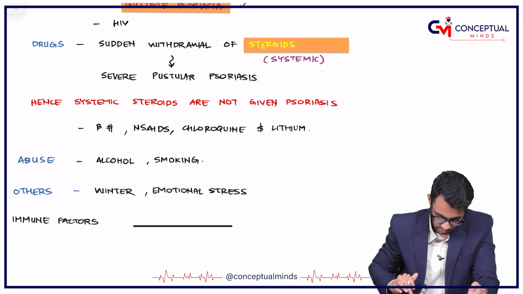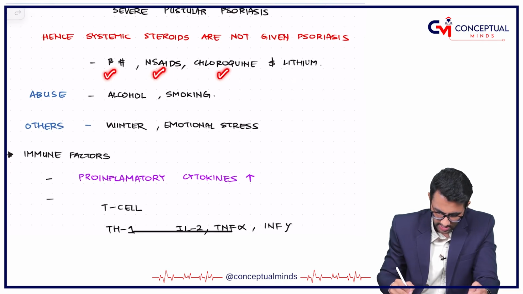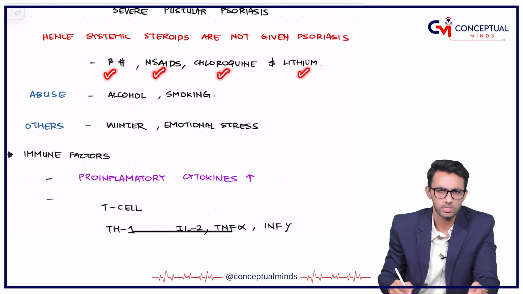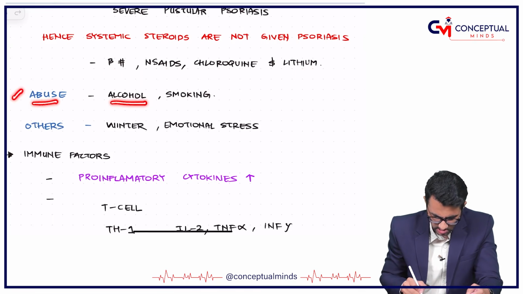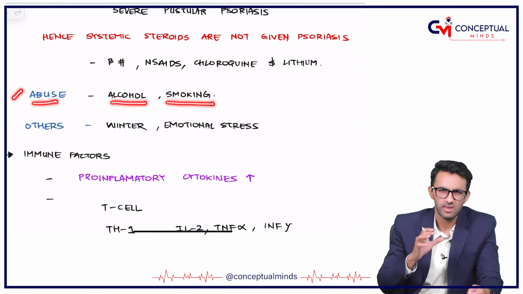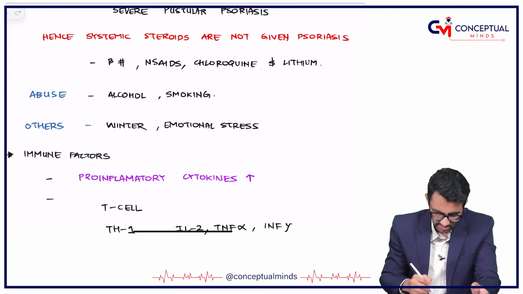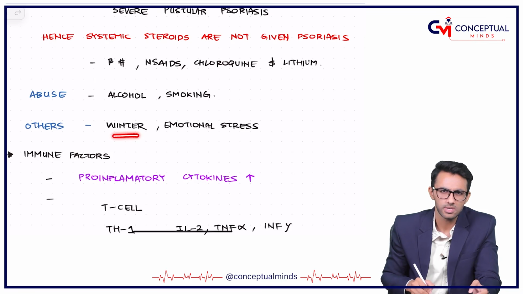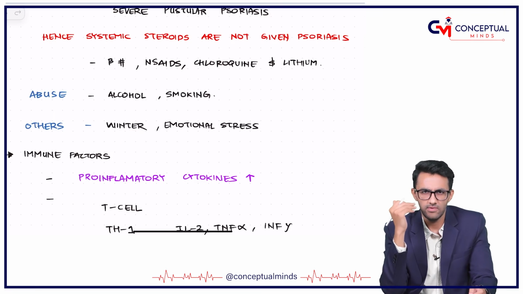There are certain drugs as well, that is beta blockers, NSAIDs, chloroquine and lithium, which predispose to psoriasis. Also abuse: there could be a history of alcohol and smoking. But these are very diffuse things, not specific findings. And winter, living in cold countries, and emotional stress could also be predispositions to psoriasis.